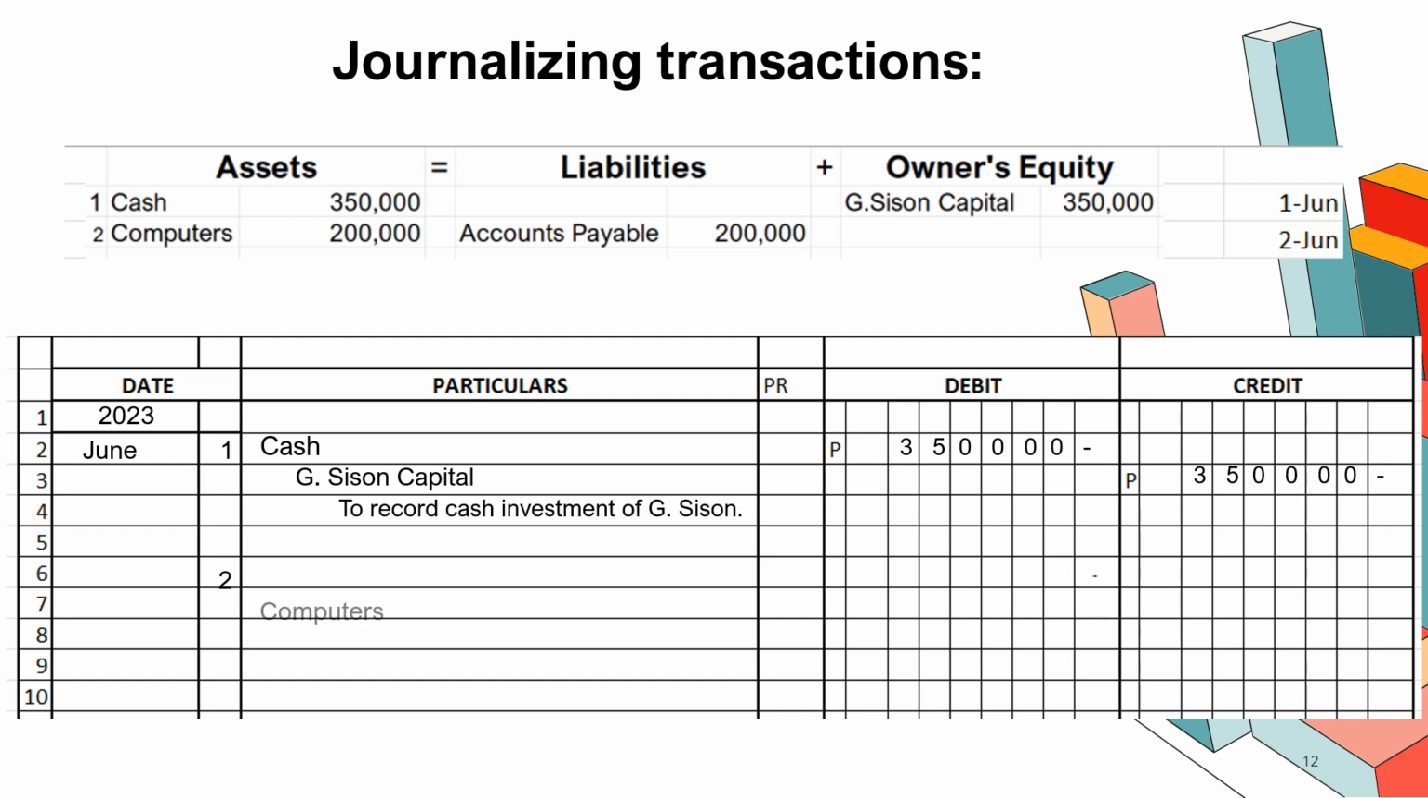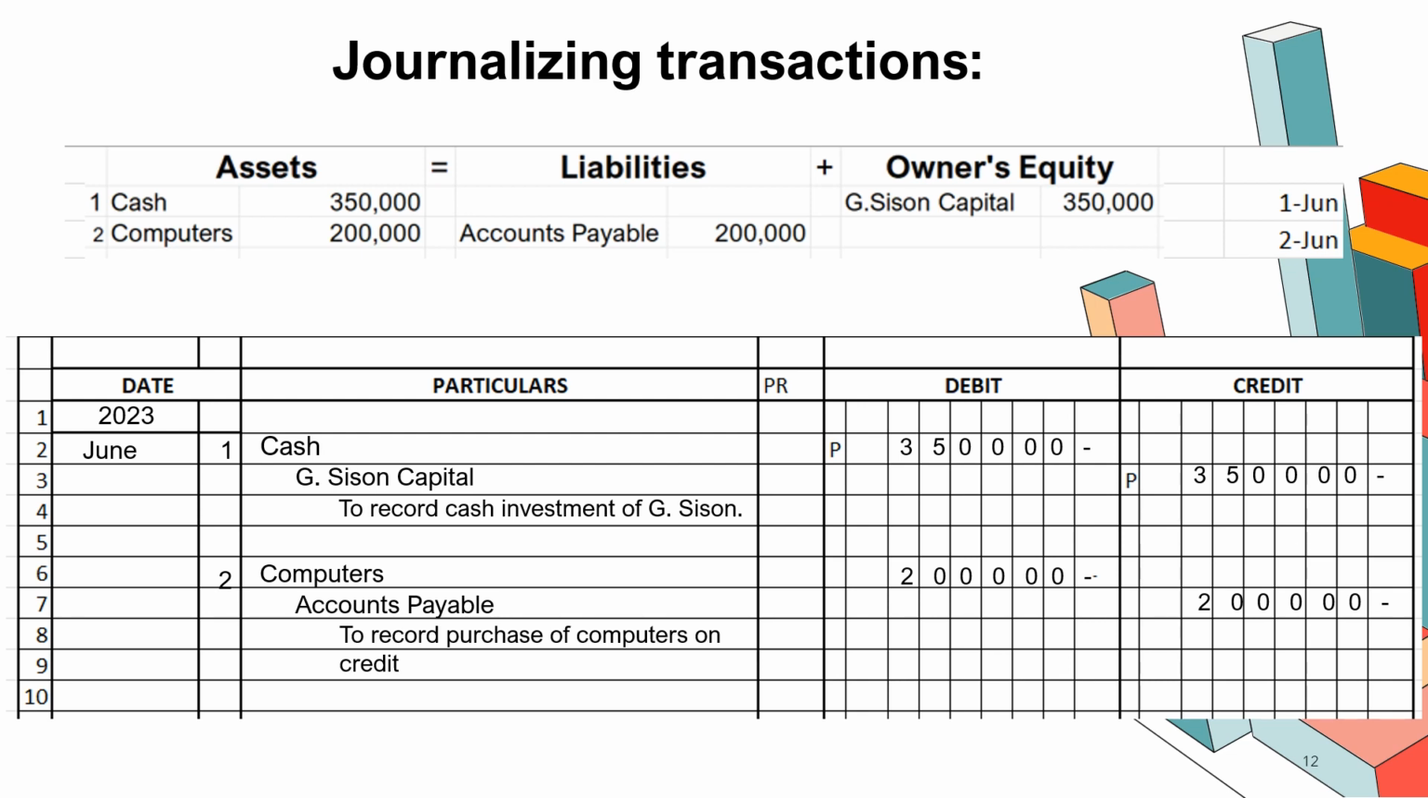which is June 2. Okay, so computers, why computers? Why debit? Because this is an asset. Increase means debit. Increase in assets means debit. So we will write debit computers, and then the amount is 200,000. And then followed by accounts payable. Because remember, under the rules of debit and credit, if you will increase a liability, that's a credit entry. So right after your computers, you have to write or type accounts payable. Okay, how much? 200,000. And then your explanation again: to record purchase of computers on credit.